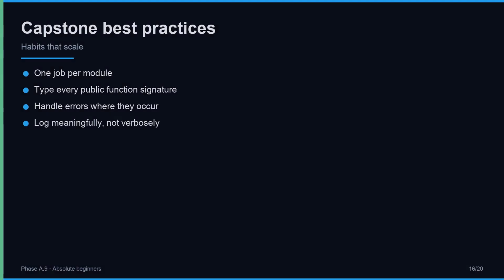Some habits that scale beyond this capstone. One job per module. Config reads, logger logs, operations work, main wires. Type every public function signature so the contract is visible. Handle errors where they occur, with a clear message and a non-zero exit code. Log meaningfully: an info line per major step, a debug line for detail, not a log call on every statement. These habits make projects that grow without becoming tangled.